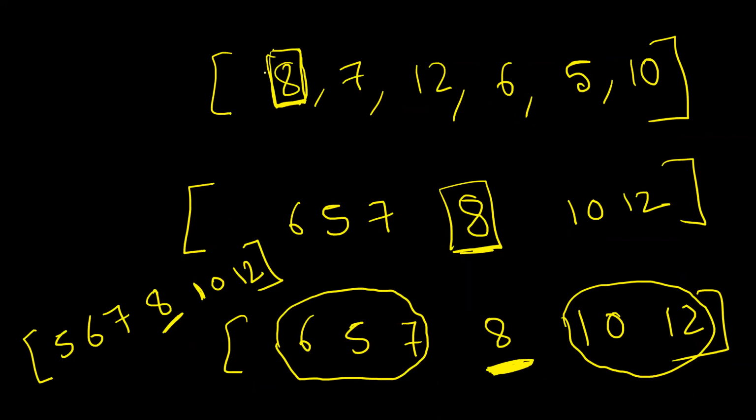So what do I do? I pick an element. I make sure that that element goes to its correct position, and all the elements that are lesser are in front of it, and all elements that are greater are behind it.